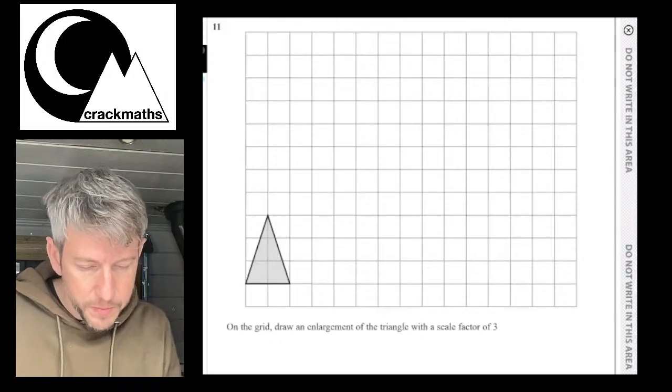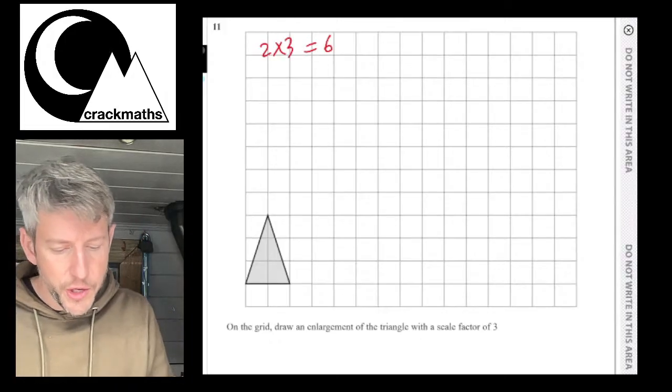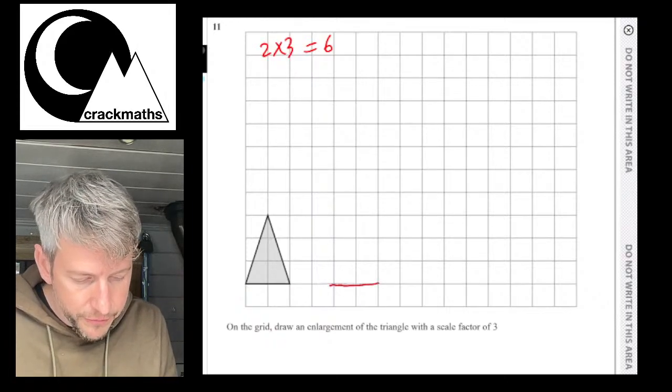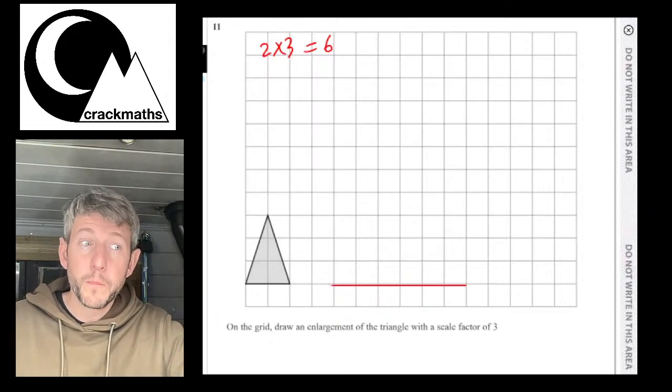So 2 times by 3, I'll just put that there. 2 times 3 equals 6. So the new bottom side is going to be 6 long. So we're going to go 2, 4, 6. Okay. So that's what the bottom's going to look like.